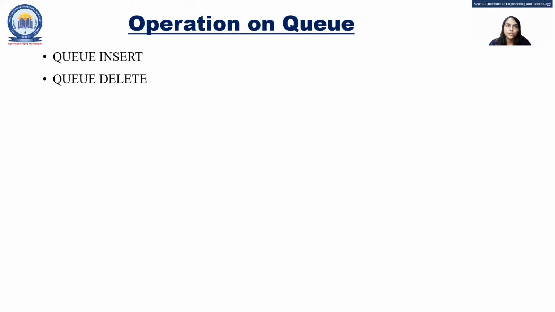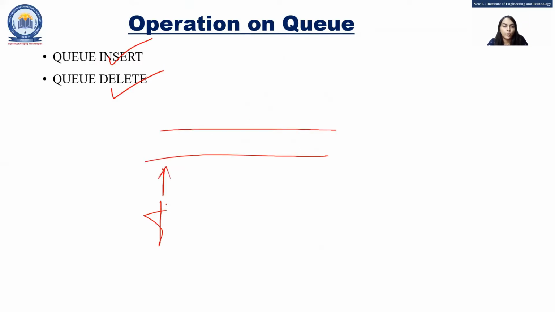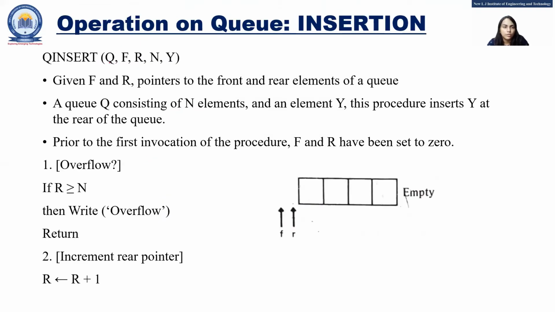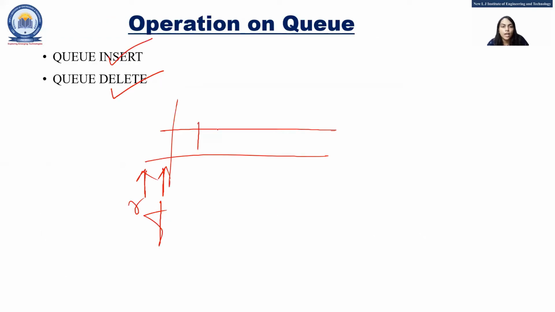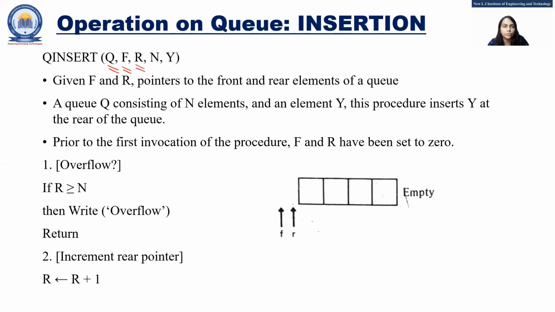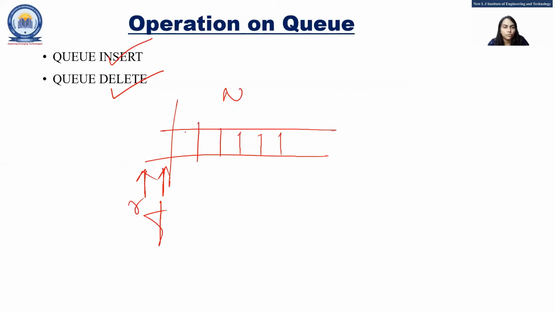Now students, let us see the operations on a queue. The first one is queue insert, that is insertion in the queue, and the second is deleting elements from the queue. We should have one queue, a front pointer and a rear pointer. We should also have the size, the maximum size the queue can hold, and y is the value we want to insert, whether 3, 2 or 5.